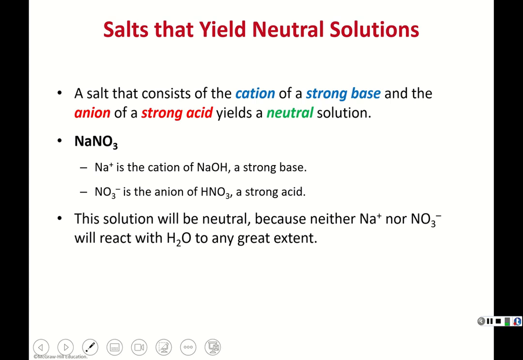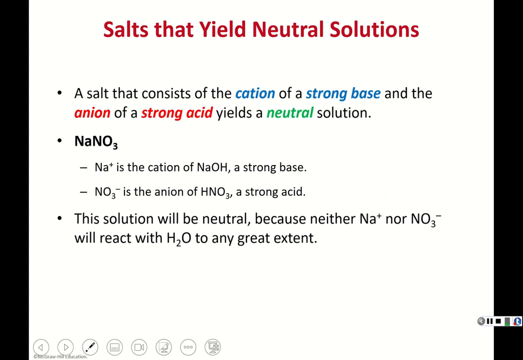And the example here is sodium nitrate. Right? Sodium, Na plus, is the cation from a strong base, right? NaOH is a strong base. The nitrate ion, NO3 minus, is the anion of a strong acid, nitric acid, HNO3. Okay, so when those solutions mix, you'll just get sodium ions and nitrate ions, and neither will really react with water to any great extent, right?